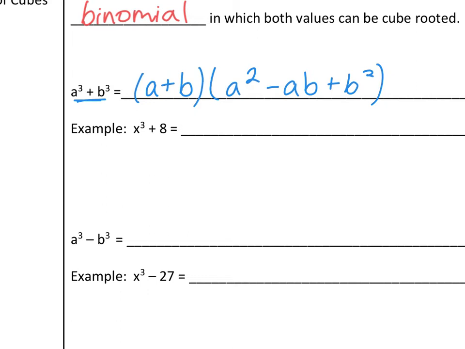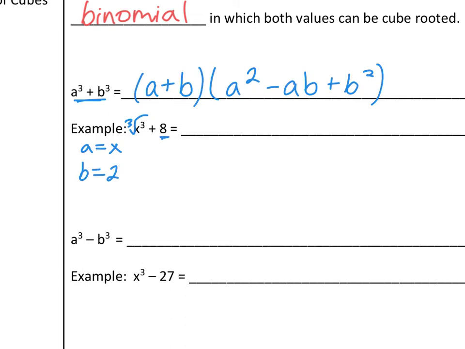When I look at this example, I've got x to the third plus 8. Is x to the third something that I can cube root? Can I cube root this? And what is it going to give me? Just x. Okay, so that's my first term. So a is just going to be x. Can I cube root 8 and get a whole number? It's just 2. Are we all familiar with how to type that into our calculator? How to find a cube root? Okay, so b is going to be 2. The cube root of 8 is 2.